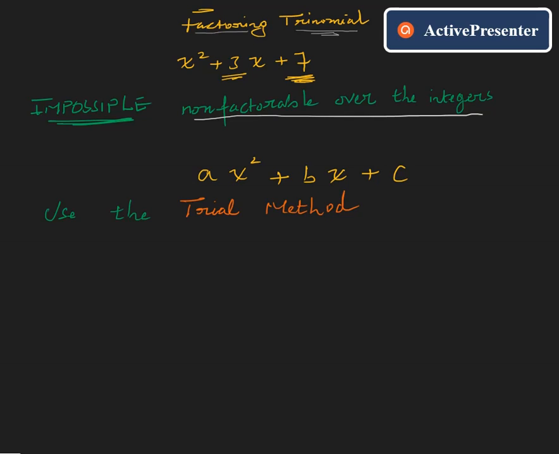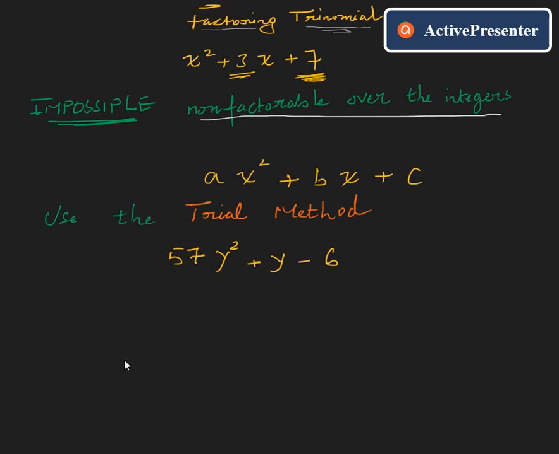Let's now take another example. 57y squared plus y minus 6. Let's see now what are those numbers. If you multiply, you will get minus 6, and if you add, you will get positive 1. So let's factor first minus 6. Minus 6 can be factored to either minus 1 and 6, or plus 1 and minus 6. Also either minus 2 and 3, or plus 2 and minus 3.